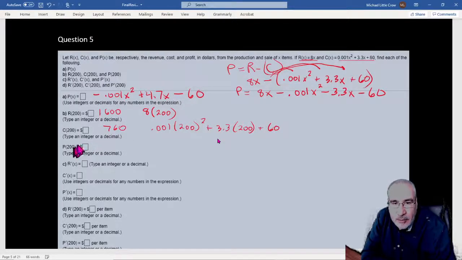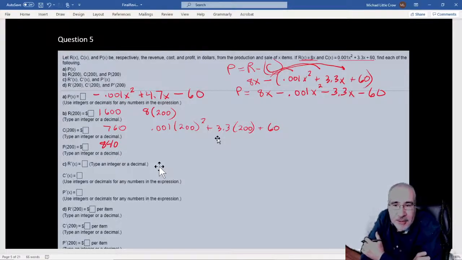Now you could take this 200, plug it into the profit function, but it's really going to be revenue minus cost. So since we've calculated 200 of revenue, 200 of cost, easy way, 1,600 minus 760, that's going to be $840. Right, half of 1,600 would have been 800, so then there's 40 left over, so $840 is our profit. You should check it again with the profit function, but you'll see that works.